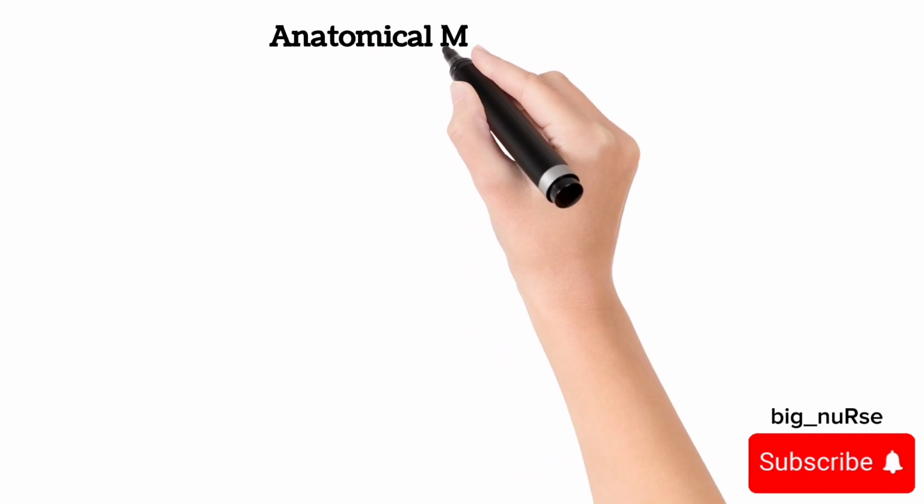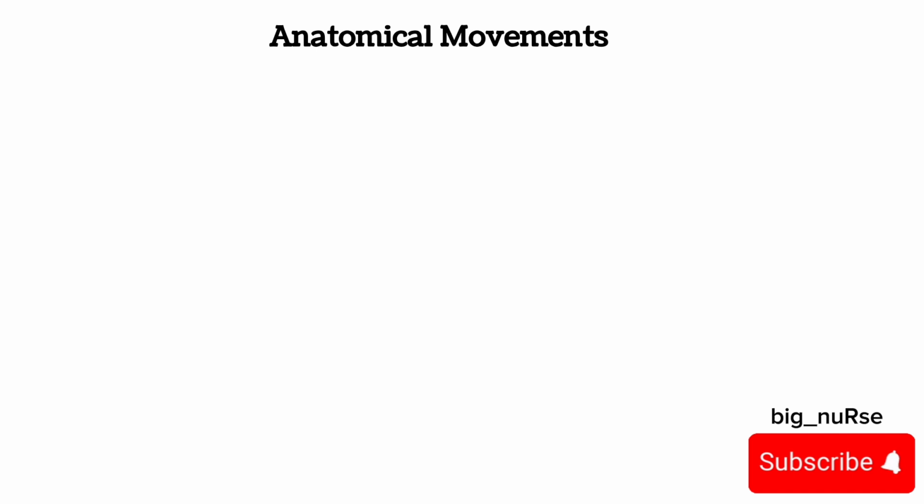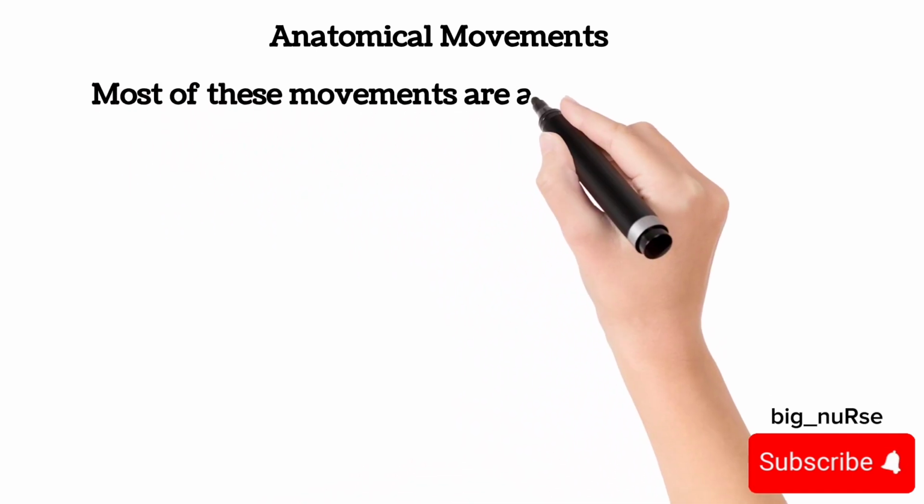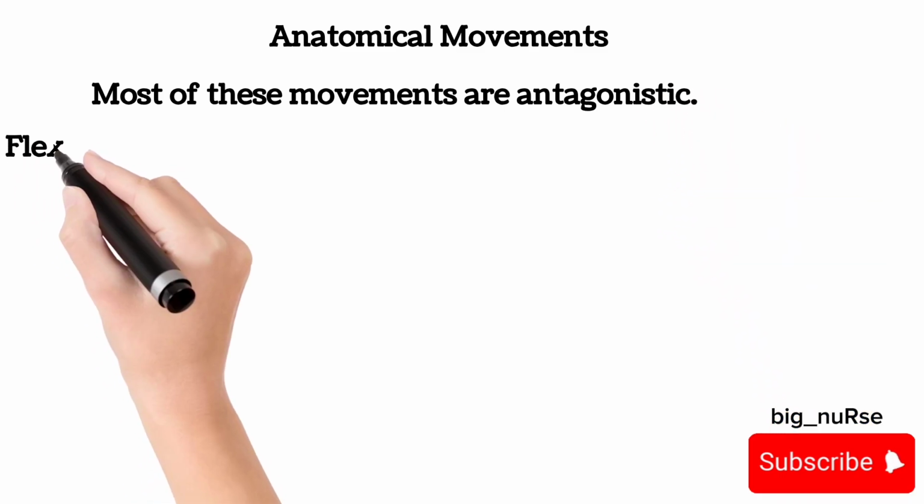Now let's move on to anatomical movements. We have anatomical terms for some movements that take place in the body. Most of these movements are antagonistic. That means they oppose each other.